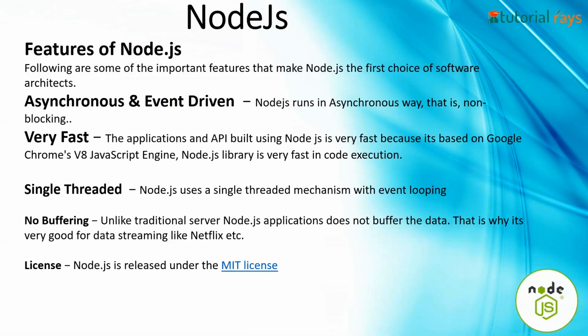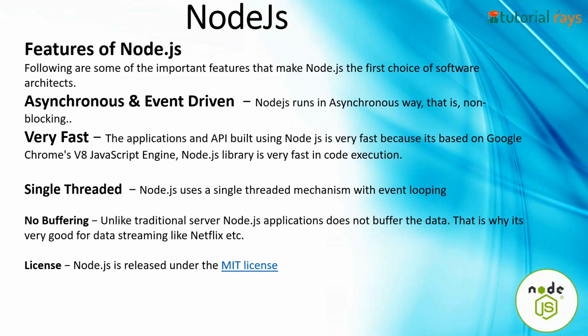The second one is single threaded. As you know, Java is multi-threaded. There are other programming languages also which are multi-threaded, but Node.js is single threaded, and it works on event looping. We will know more about this in the same video further.